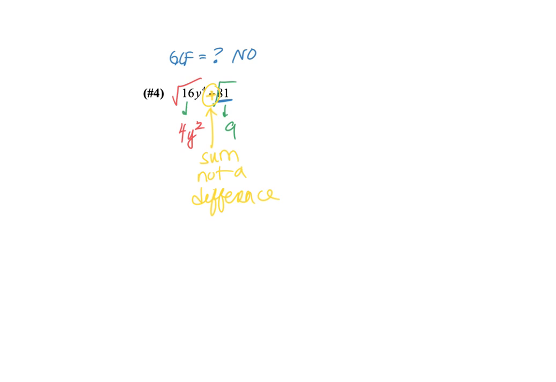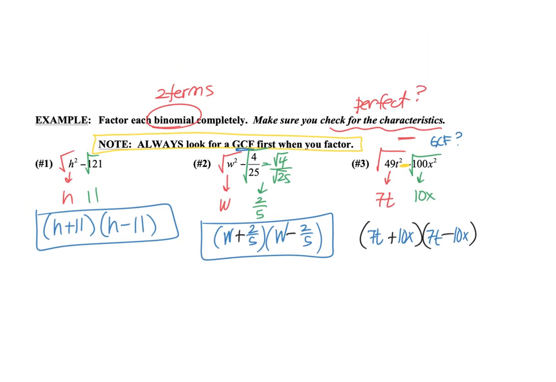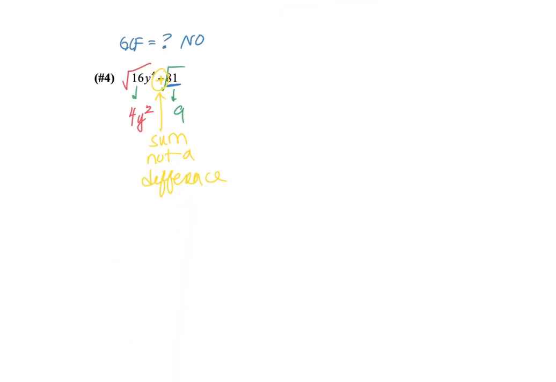So when we said it has to follow all of our characteristics, we were being truthful. I have to have a minus in between all of those things in order to be able to factor. If I don't have that, I don't get to factor. Okay, let's look at number 5.